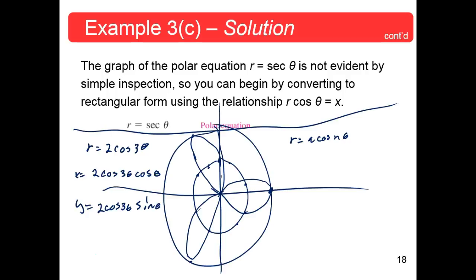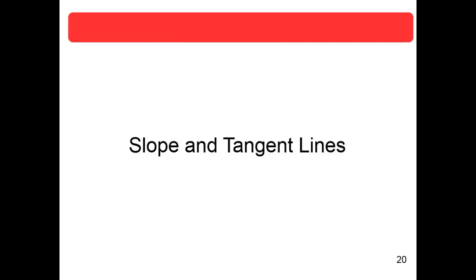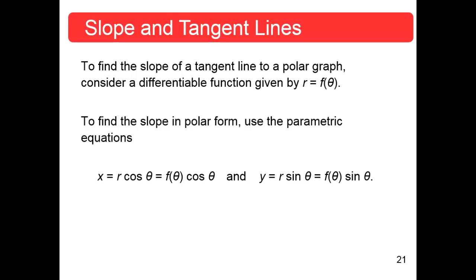Okay. Now I think we're ready for slope and tangent lines. All right. To find the slope of a tangent line to a polar graph, consider the function to be a differentiable function, R is equal to alpha theta. Okay? To find the slope in polar form, use parametric equations. X equal R cosine theta, which is alpha theta cosine theta, and Y is equal to R sine theta, which is alpha theta sine theta.